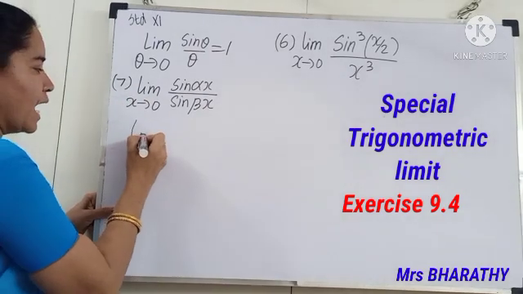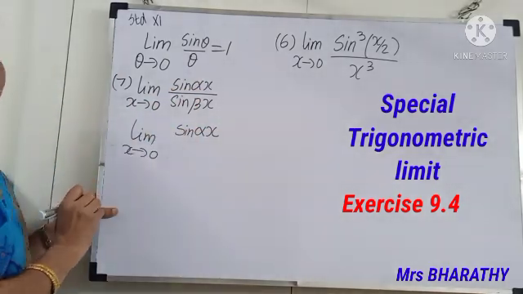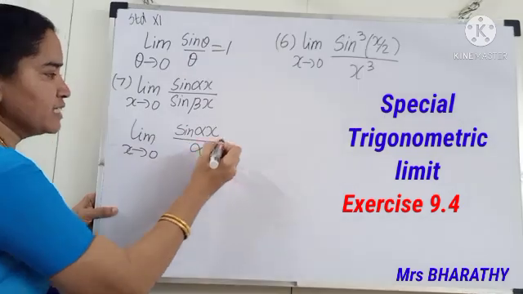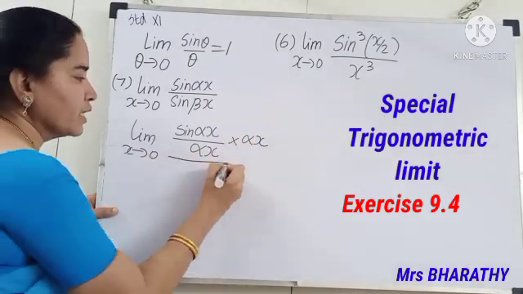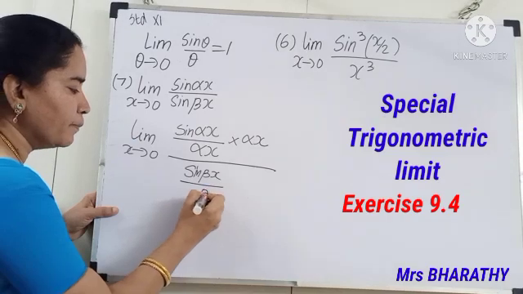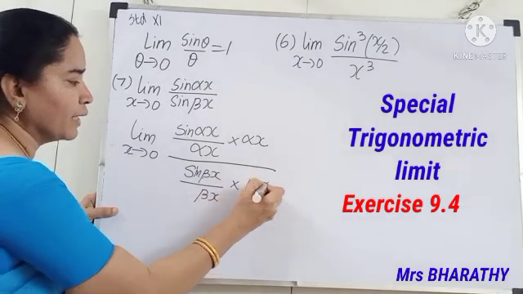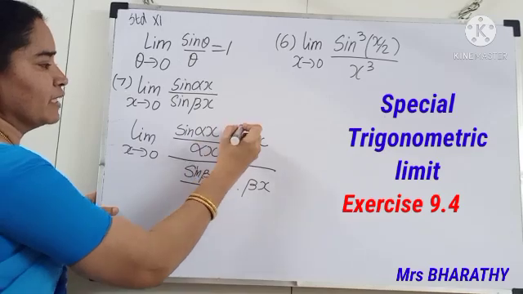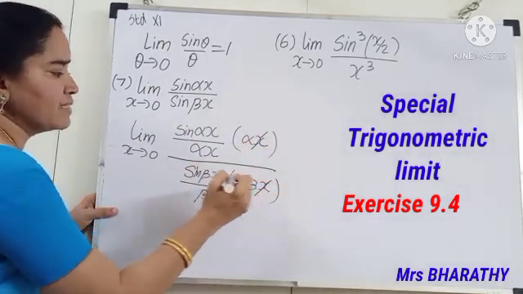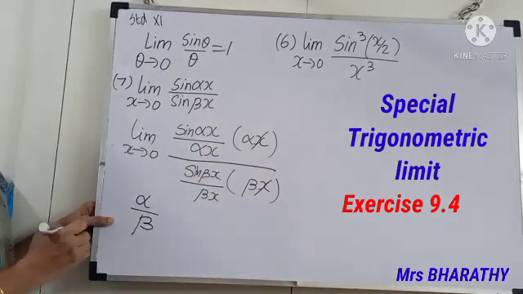So in this question, I can write limit x tends to 0. The numerator, I have sine alpha x. To apply the formula, I want alpha x in the denominator. Whenever I divide, I need to multiply also. Here, I have sine beta x, so I need beta x. If I want beta x down, let me multiply by beta x. Now, the numerator and denominator, I can cancel x. What is left out? Alpha in the numerator, beta in the denominator.